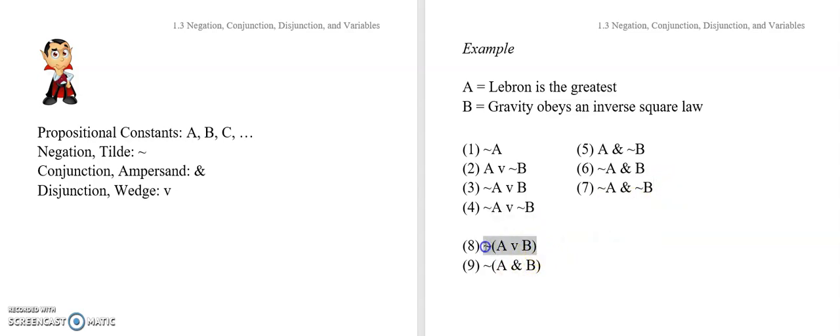Importantly, 8 is not logically equivalent to 4. Okay, these are not logically equivalent because this says it's not the case that this disjunction is true. It's not the case that either A or B. This says at least one of A and B is false, possibly both. But this says it's not the case that either of them. In other words, both of them are false, guaranteed.